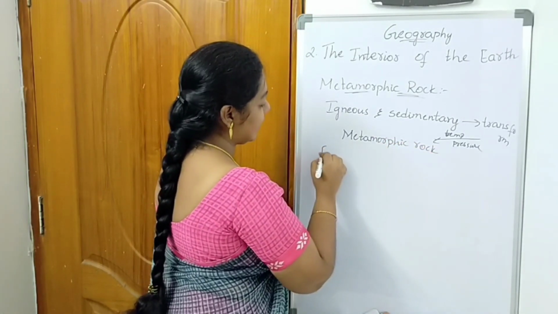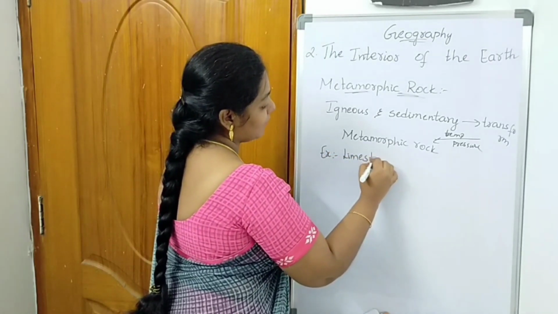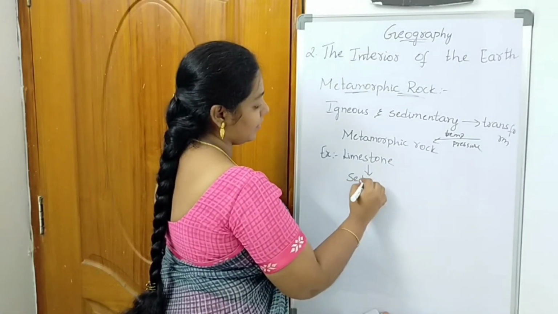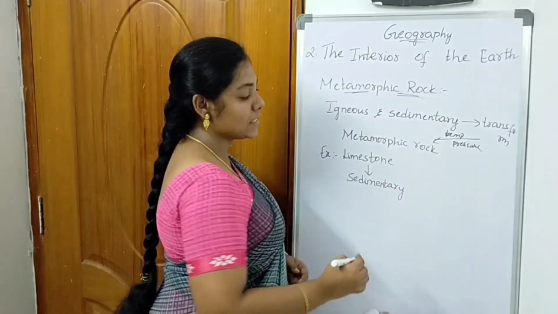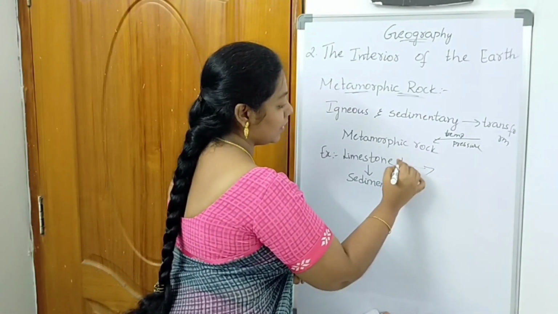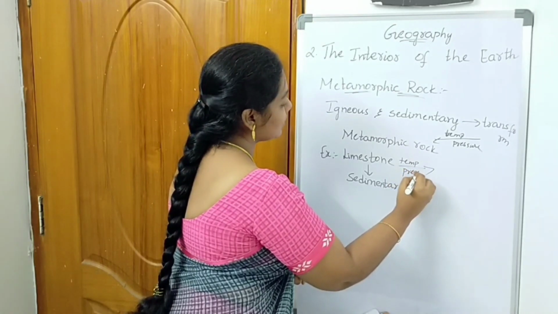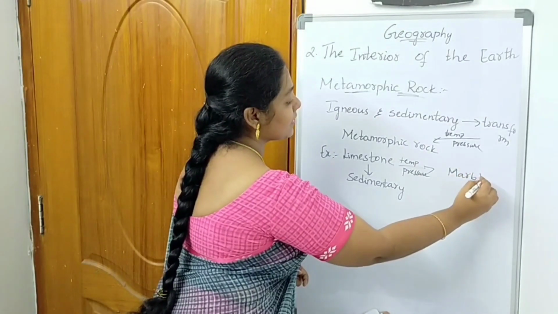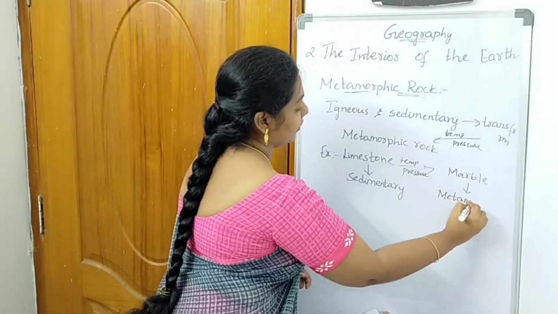I'll explain you with an example. Limestone, you all remember, no? Limestone is an example for sedimentary rock. But when this limestone is exposed to intense heat, temperature and pressure, it is transforming into marble, which is an example for metamorphic rock.